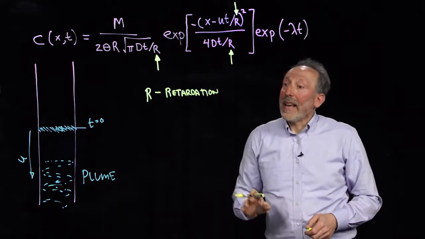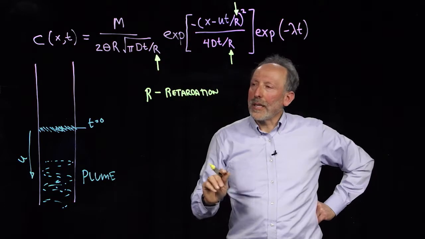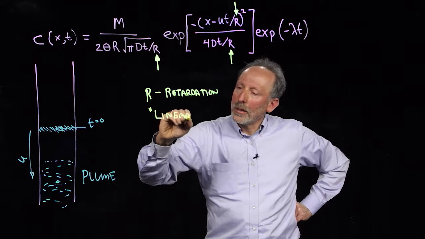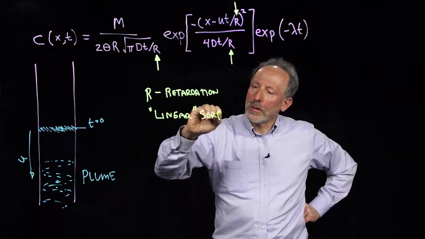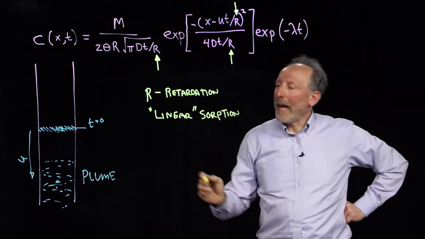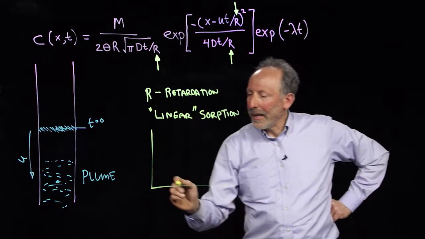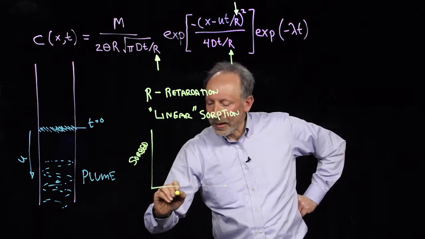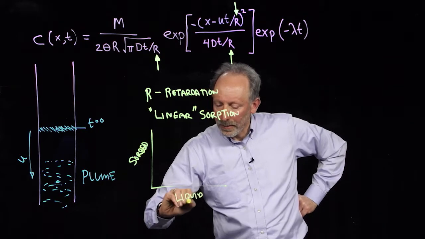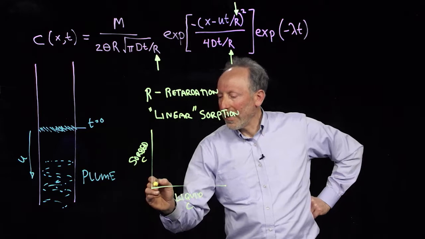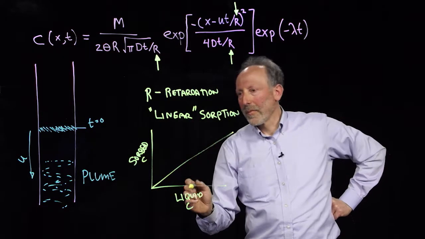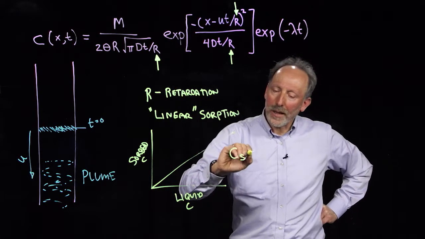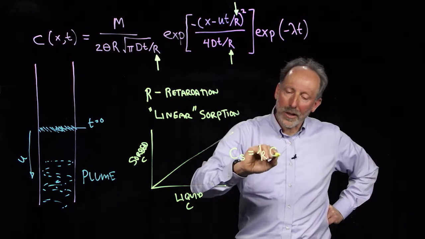of a plume. And this is only going to find this form when we have what's called linear sorption. And what that means is that the sorbed concentration versus the liquid phase is going to have a linear relationship. So there is a constant so that the concentration on the solid phase is equal to some coefficient times the concentration in the liquid phase.